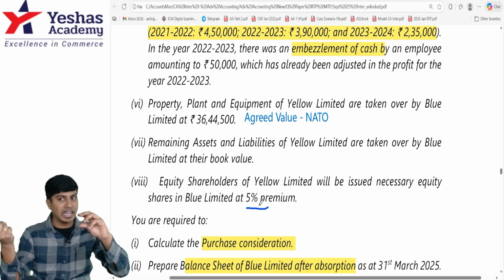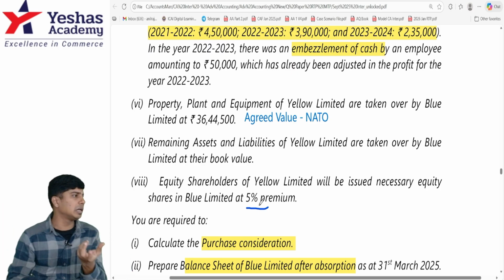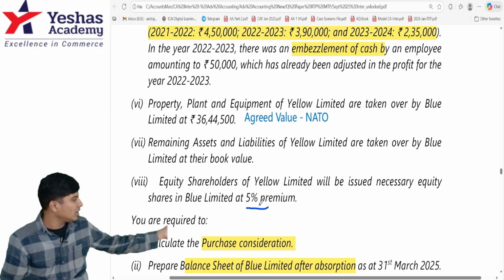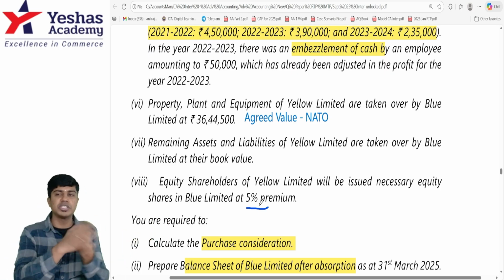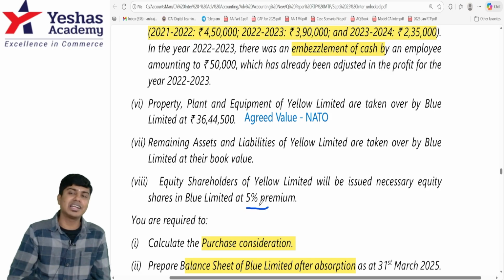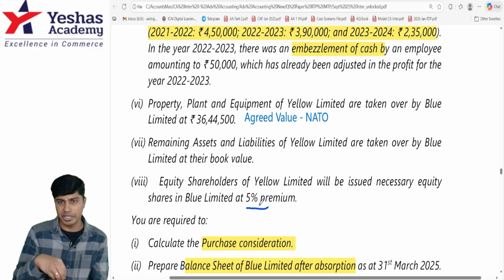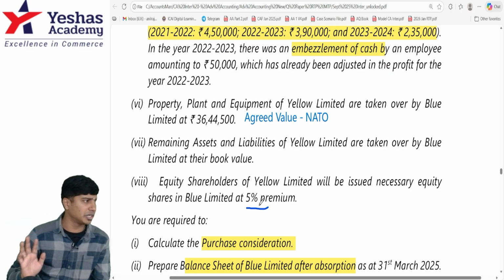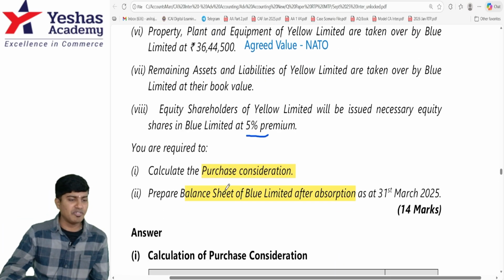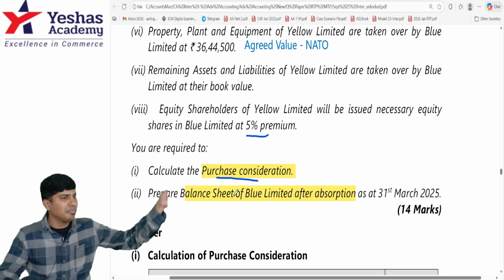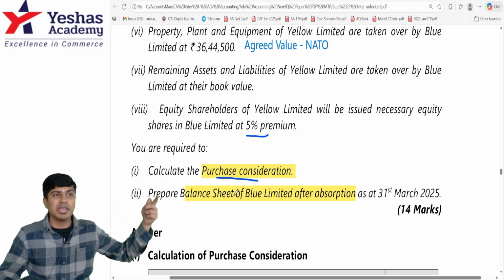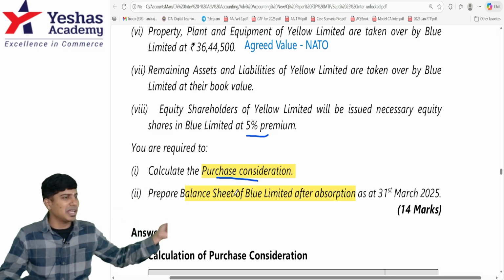I'll find goodwill under average profit method. Add, total PC I get. If I divide it by 100 rupees nominal value plus 5 rupees premium, 105, I'll get the number of shares to be issued by Blue Limited to the shareholders of Yellow Limited. I'll find PC. That will finish my first sub question. That PC will be going to share capital, and to the extent you give premium, it will go to security premium in reserves and surplus.